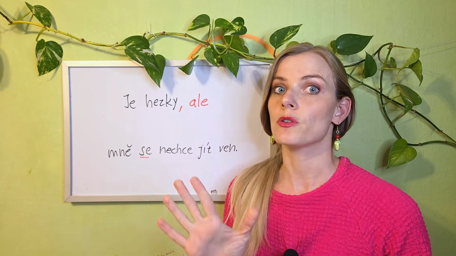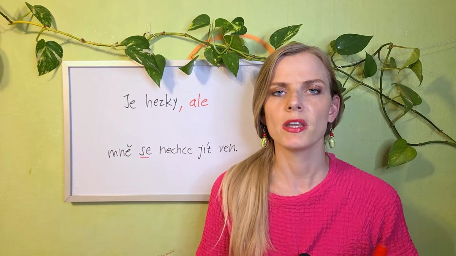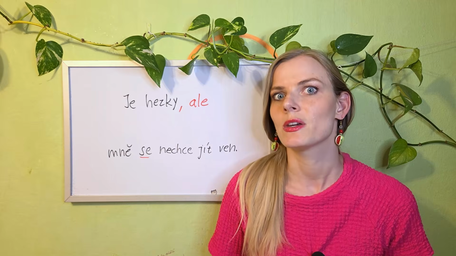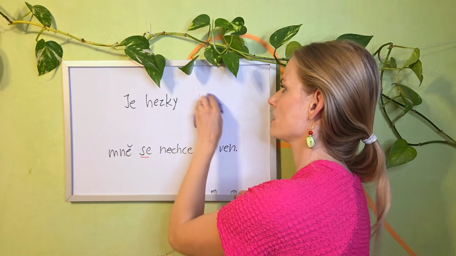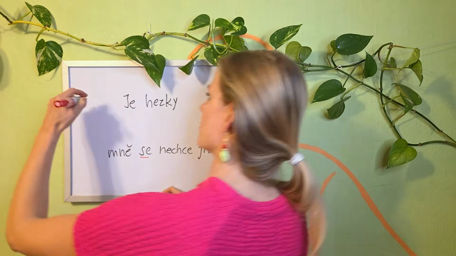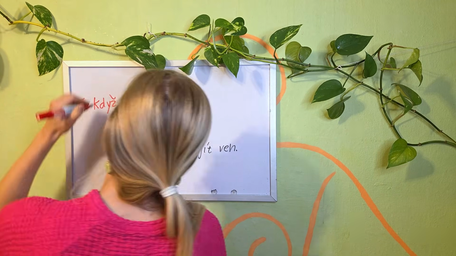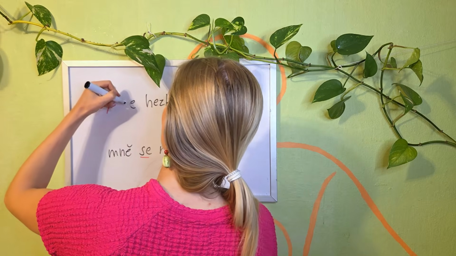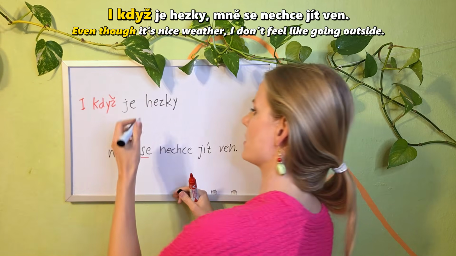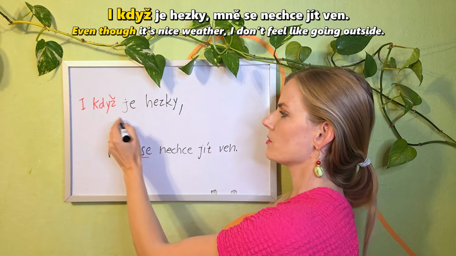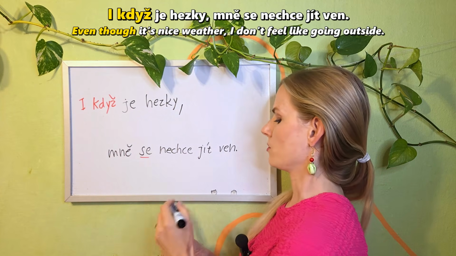Now let's say although, which in Czech has many forms, but the most common for spoken Czech is i když. I když, even though. This is what we're gonna do. I když, we put it here at the beginning. I když je hezky, let's make this lowercase. I když je hezky, comma, mně se nechce jít ven. Even though it's nice, I don't feel like going out.